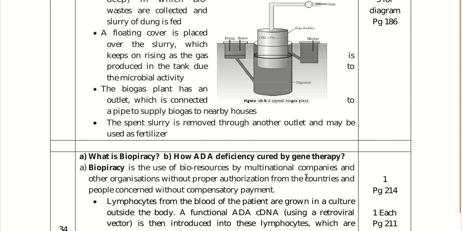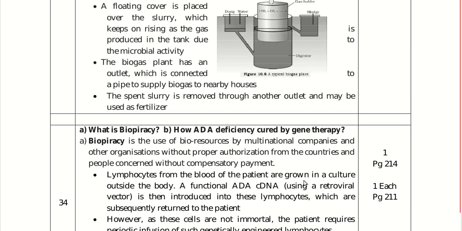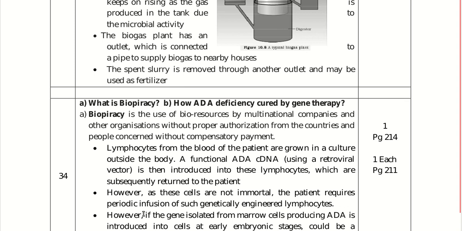A functional ADA, adenosine deaminase gene, cDNA (complementary DNA), using a retroviral vector, is introduced into these lymphocytes, which are subsequently returned to the patient. So the gene therapy is done for the lymphocytes outside the patient's body. However, as these cells are not immortal, the patient requires periodic infusion of such genetically engineered lymphocytes.